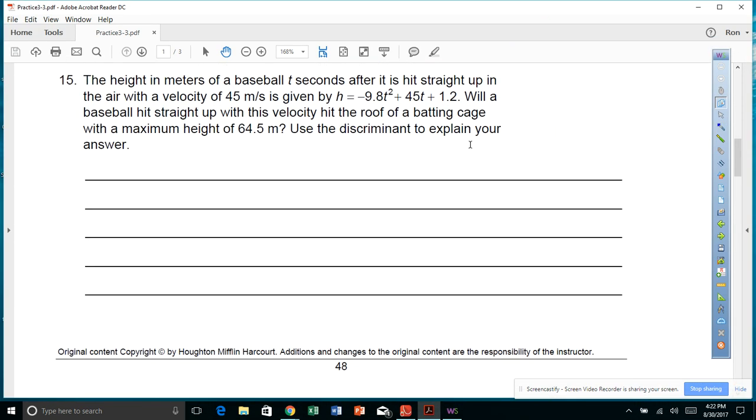The height in meters of a baseball t seconds after it is hit straight up in the air with a velocity of 45 meters a second is given by h equals -9.8 t squared plus 45t plus 1.2. Will a baseball hit straight up with this velocity hit the roof of a batting cage with a maximum height of 64.5 meters? Use the discriminant to explain your answer.